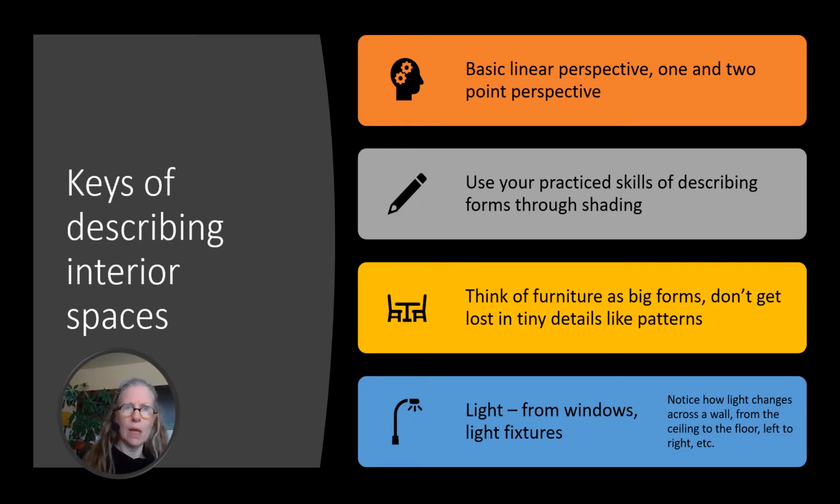So apply the skills you've been working on this semester and obviously earlier of describing forms through shading, using line and shadow. And with furniture, think about them as big masses and not so much as familiar objects. If you can forget what it is and just draw what you see, that'll give you some better results.